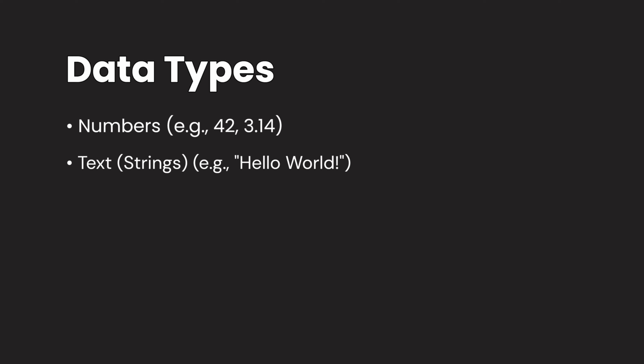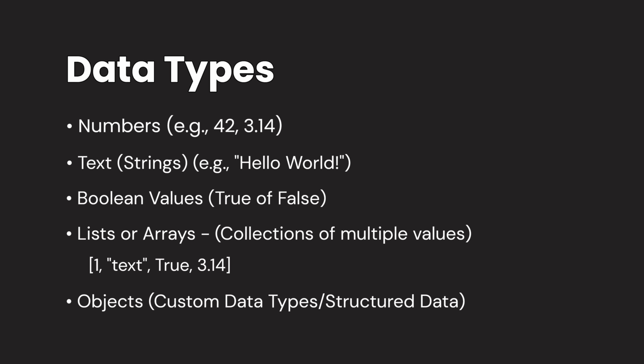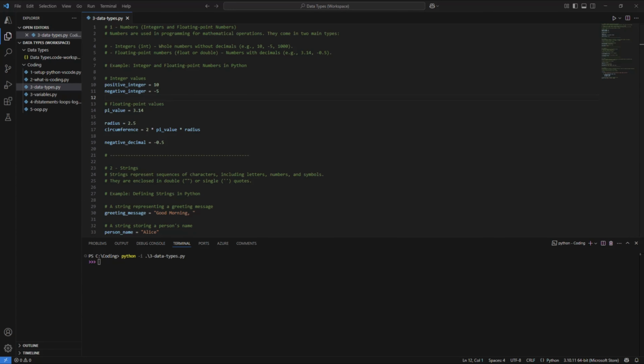Programming languages categorize data into different types, such as numbers, e.g. 42, 3.14, text strings, e.g. "hello world", Boolean values, true or false, lists or arrays, collections of multiple values, objects or custom data types, structured data. Let's go through how we can use these different data types in Visual Studio Code.